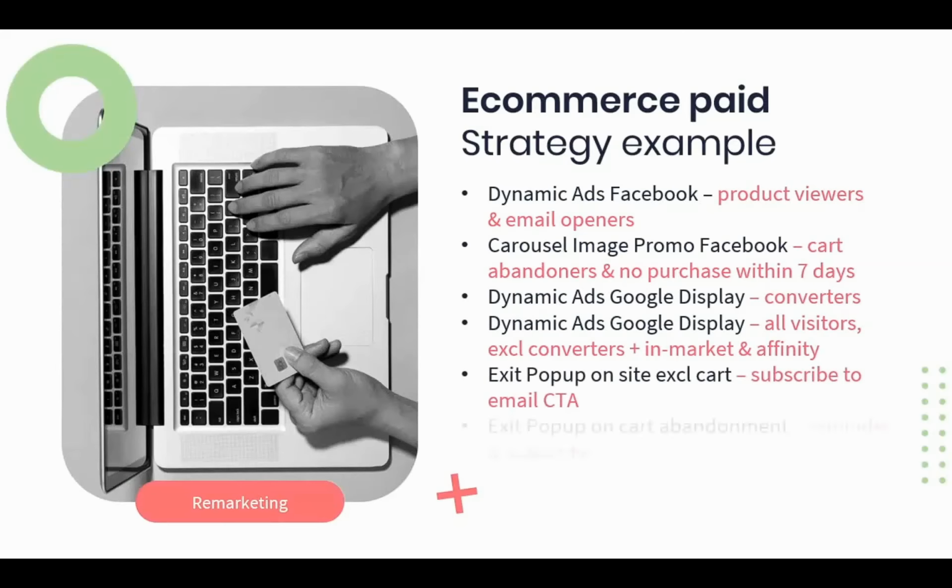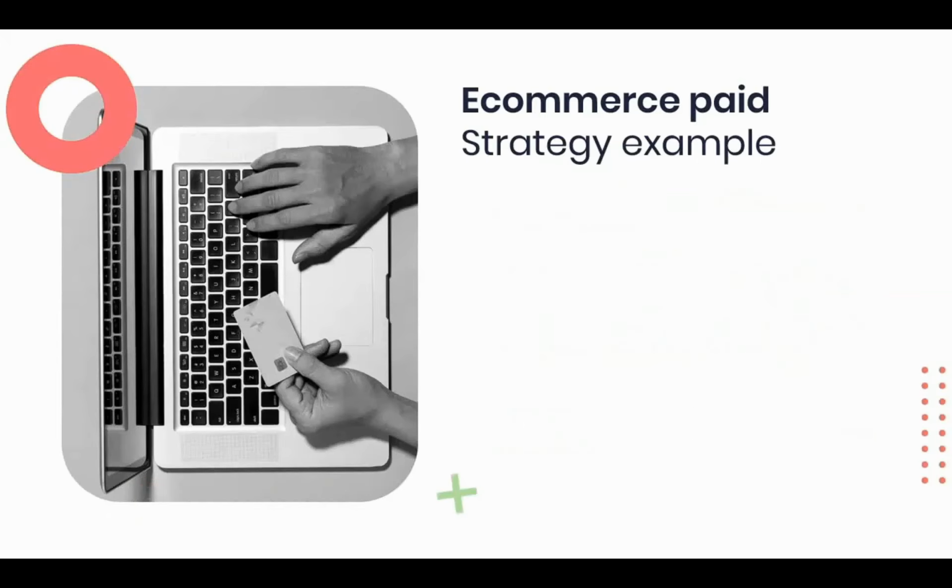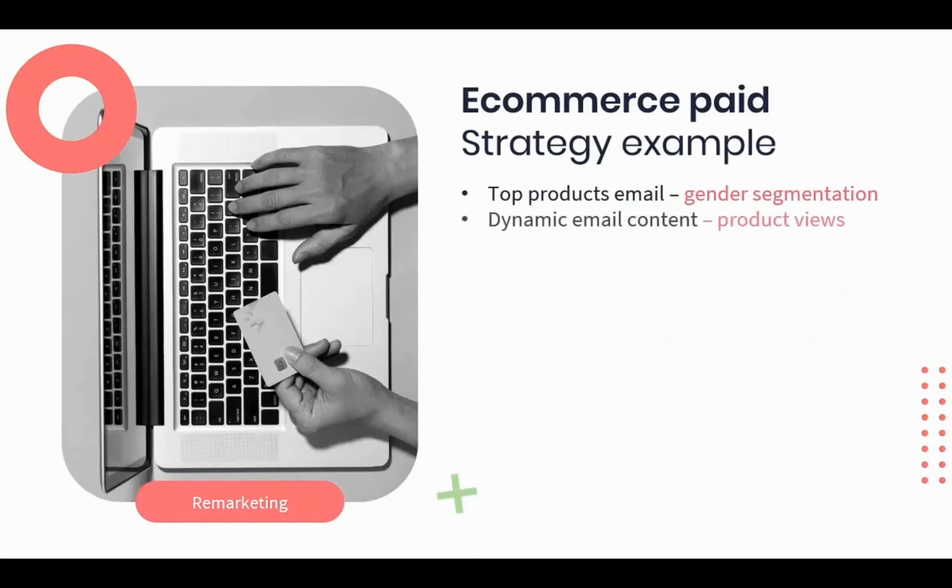And then another exit pop-up, but on the cart abandonment page with a reminder to purchase and also a subscribe option. Then we would send out an email with top products, but we would segment it by gender because men and women are interested in different things. We would send dynamic email content to anyone who had viewed a product. We could send a viewed and similar products email, so people who had viewed a product and then products that are similar to that, to people that have not purchased within 7 days.